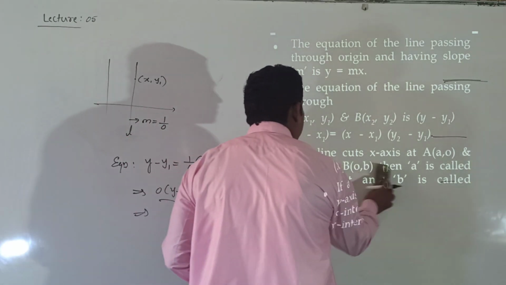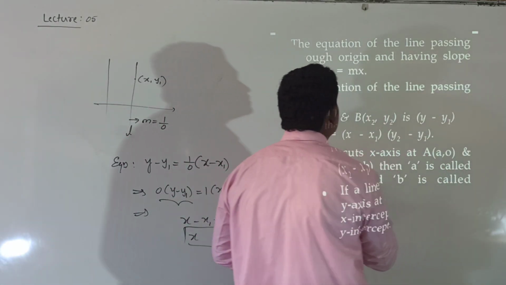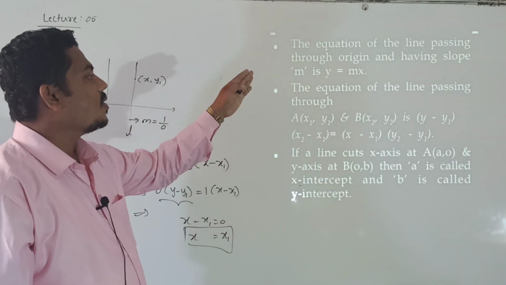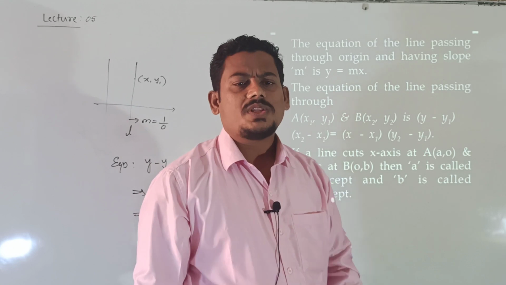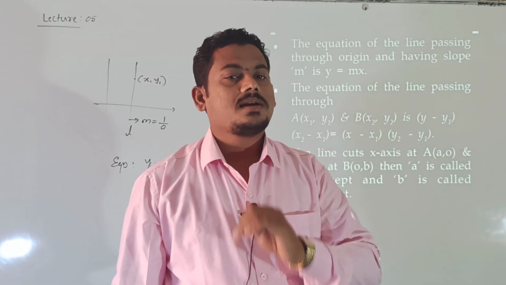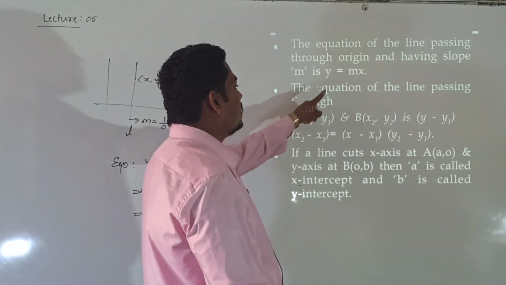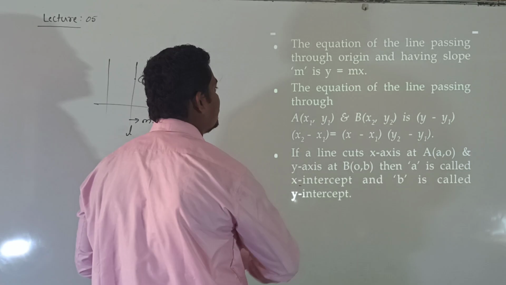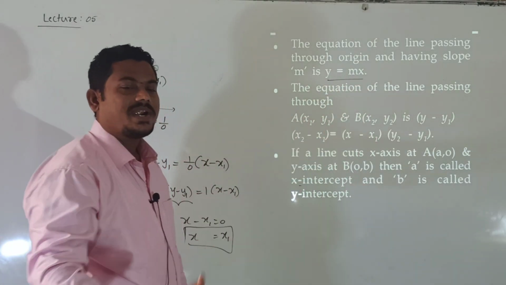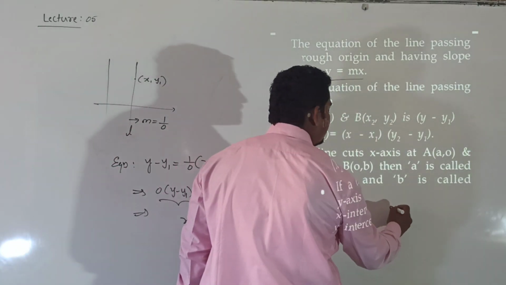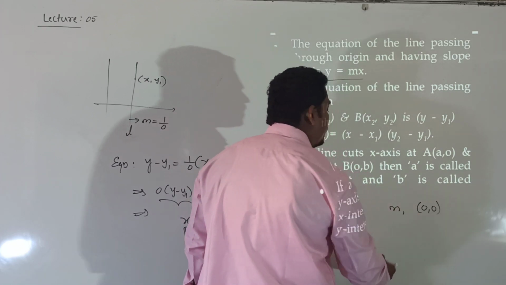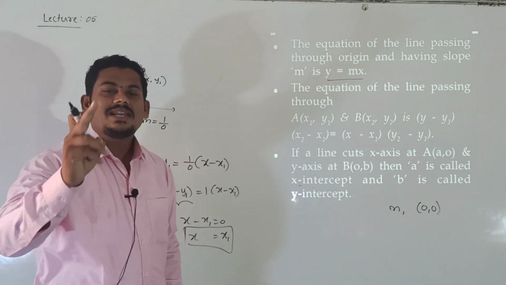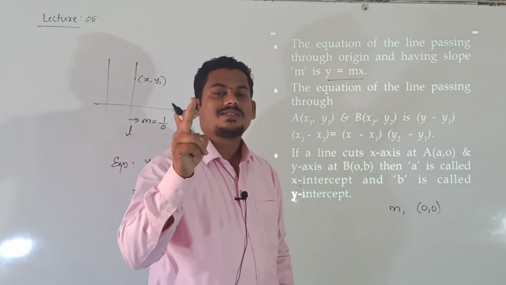Next, the equation of the line passing through the origin having slope m. Suppose the line passes through the origin and has slope m. The slope of the line is m and it passes through the point (0, 0), then its equation is y equal to mx. Just use the slope-point formula. Slope is m and point is (0, 0). If you use the slope-point formula, then its equation is y equal to mx. If a line passes through the origin, then its equation is y equal to mx.